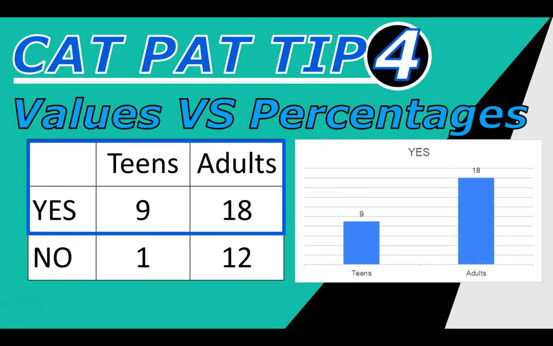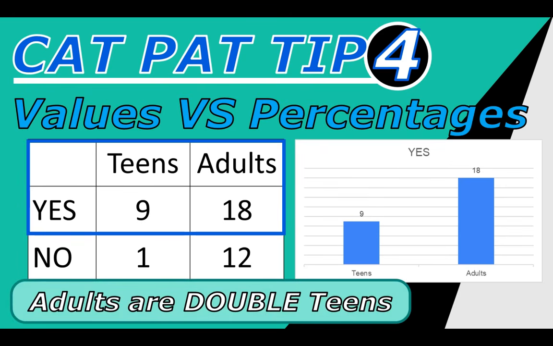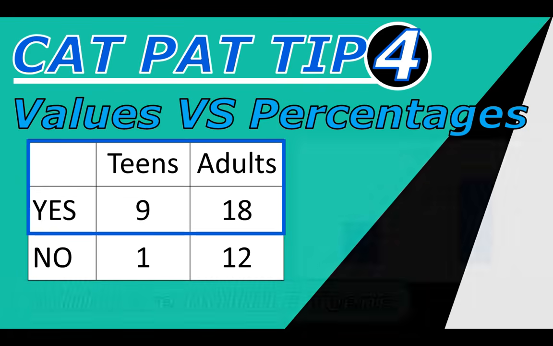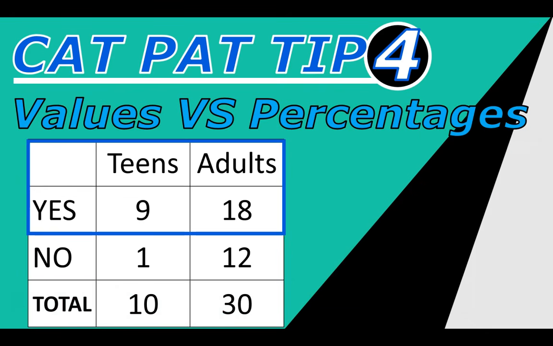And from this chart, you might say something like adults are double the amount of teens when it comes to the number of yeses. And that's because we are looking at just the values. But that viewpoint is actually not that accurate. And it would be better if we referred to the percentages. So for the percentages, you need to work out the total number of people in each category. For example, in this case, there are 10 teenagers that did the survey, and there were 30 adults that did the survey. And so now, instead of looking at the 9 as a value, we're going to look at the 9 as a percentage of how many teens there are in total.